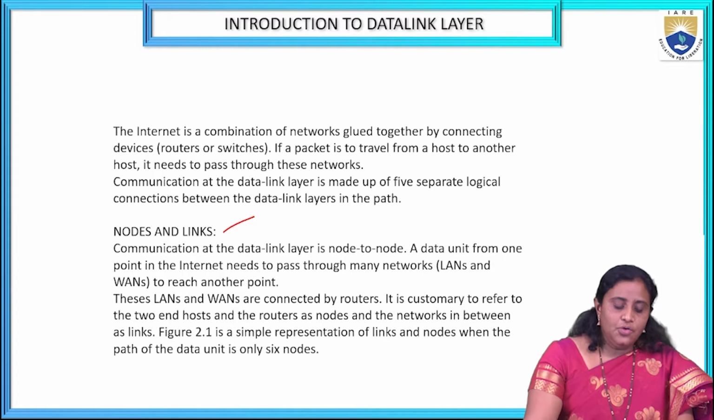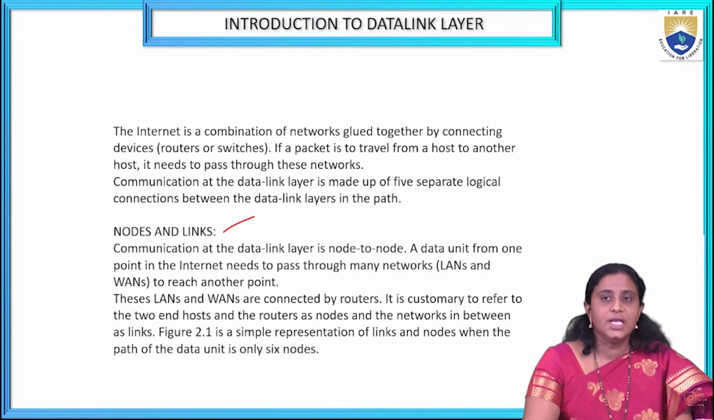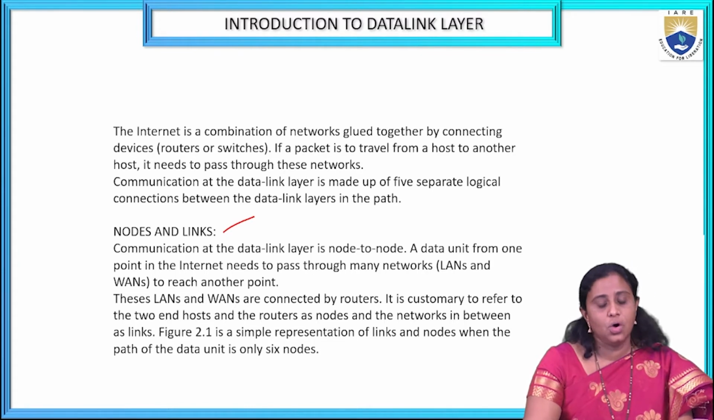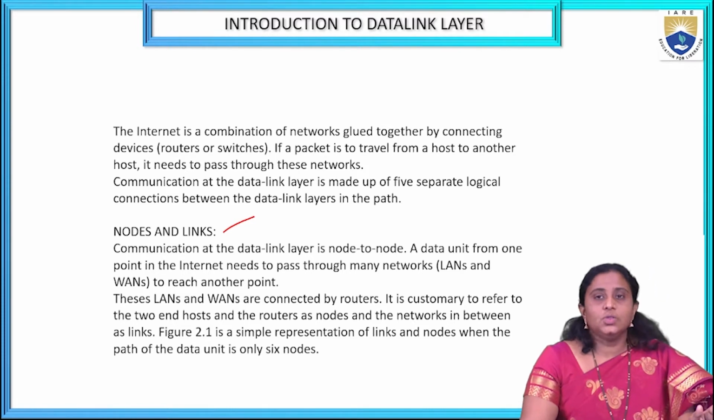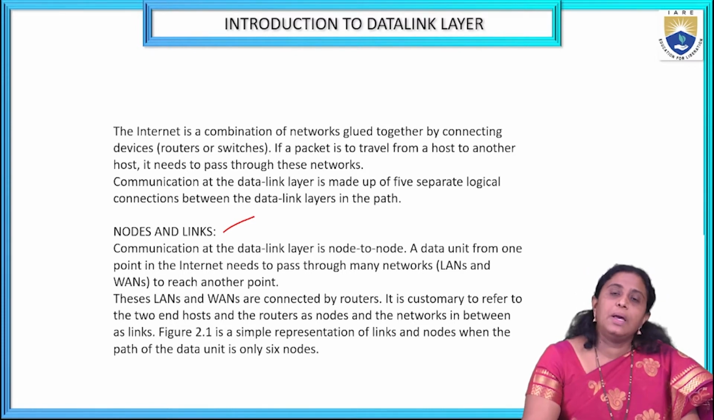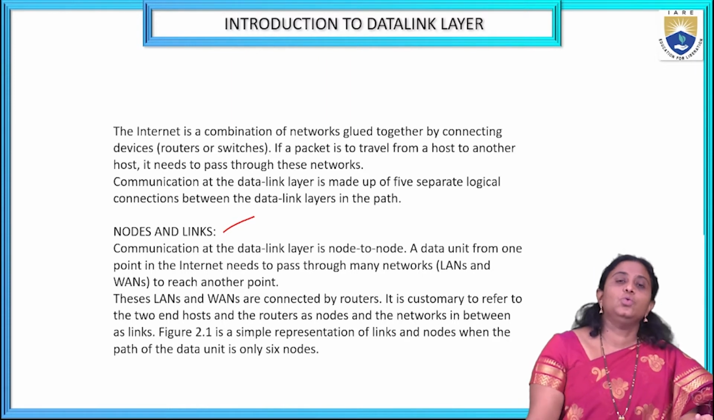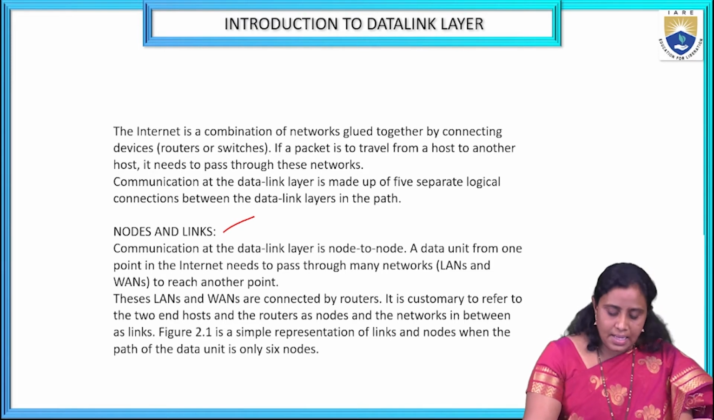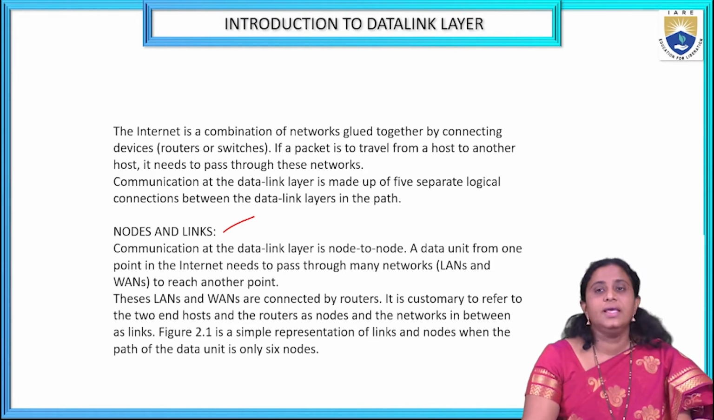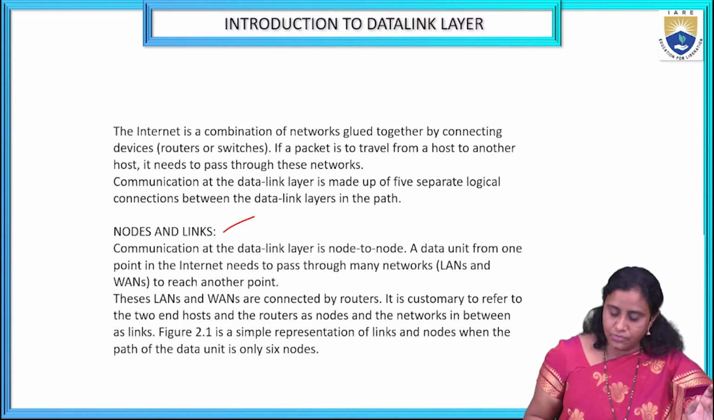A data unit from one point to another on the internet needs to pass through many networks, either LANs or WANs, to reach the destination host. These LANs and WANs are connected by means of connecting nodes, which we can call routers. It is customary to refer to the two ends, the two hosts and the routers, as nodes and the networks in between as links. It is a simple representation of links and nodes. Then the path of a data unit has 6 nodes.